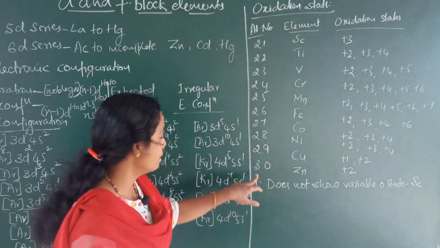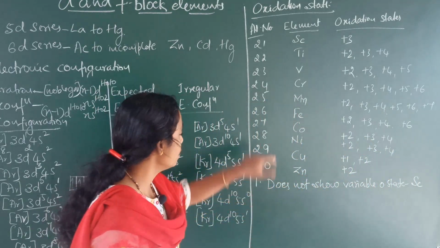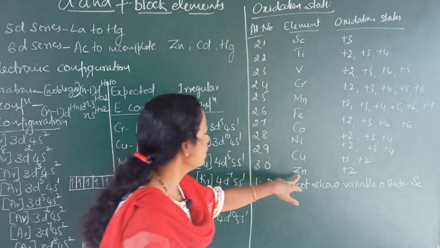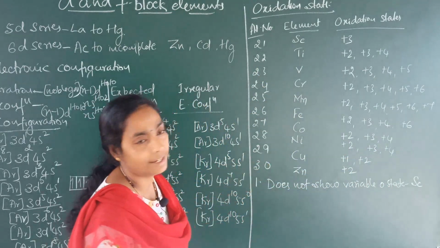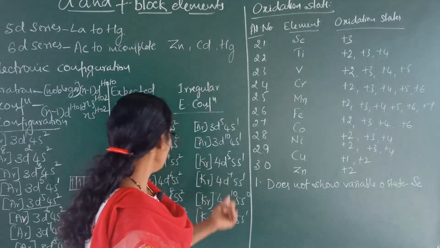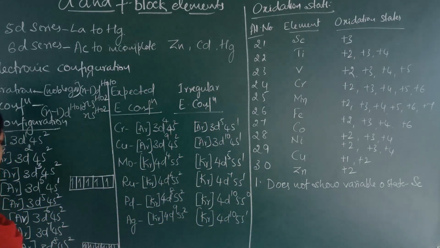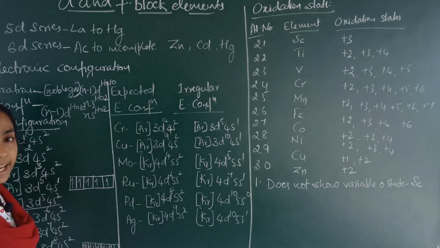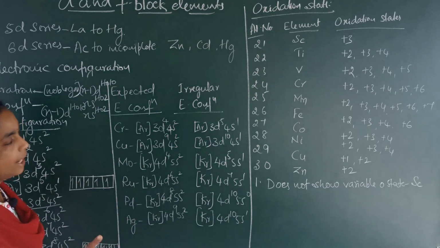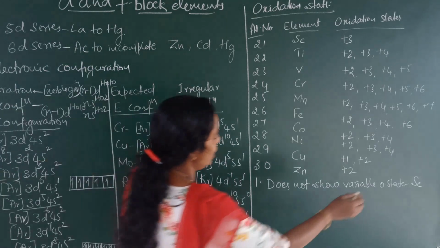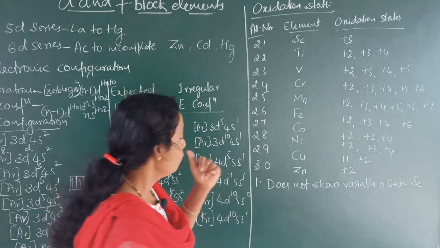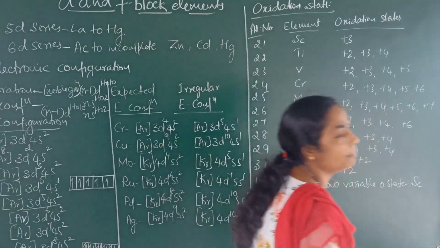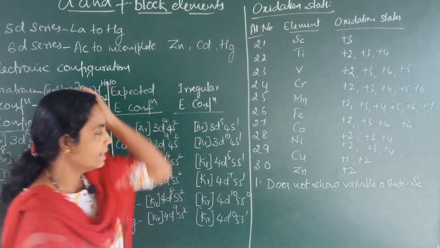This is because zinc is the last member of the series. Zinc is not considered as a 3D series transition element. Why? Because zinc has the d10 electronic configuration, it is not considered as a transition element. Therefore, the answer is scandium. The 3D series transition element which does not show variable oxidation state is scandium.